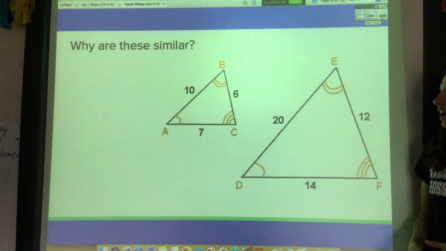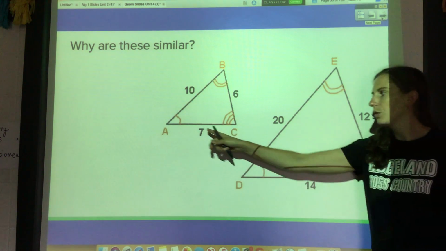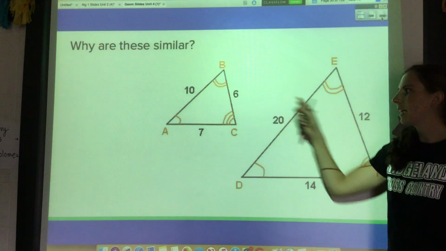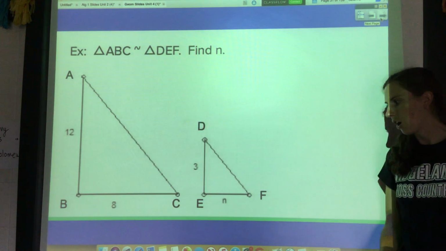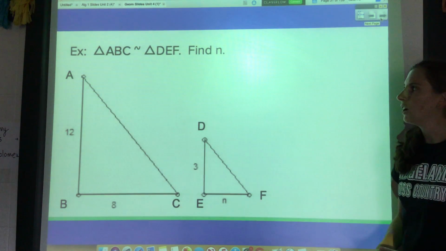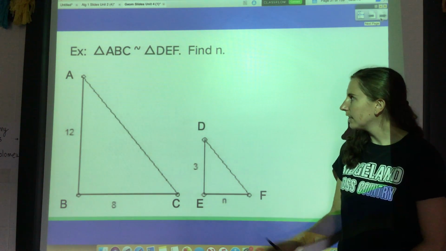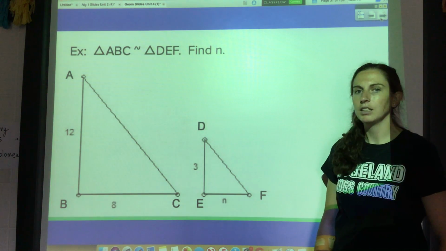So, why are these similar? They are similar because, like I just mentioned, if you compare all the corresponding sides, they have the same ratio. So this will allow us to solve for some missing side lengths or maybe even missing angle lengths. For example, in this triangle, if I want to find n, which is what this asks me to do, then I can do that.